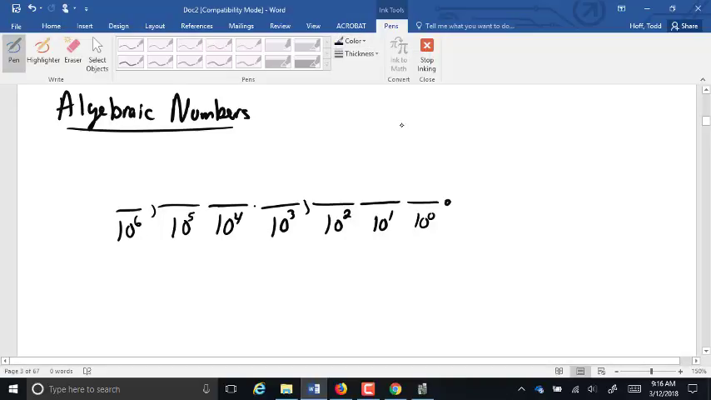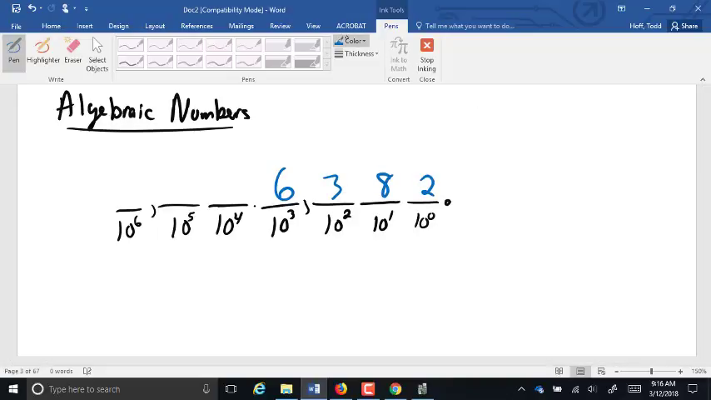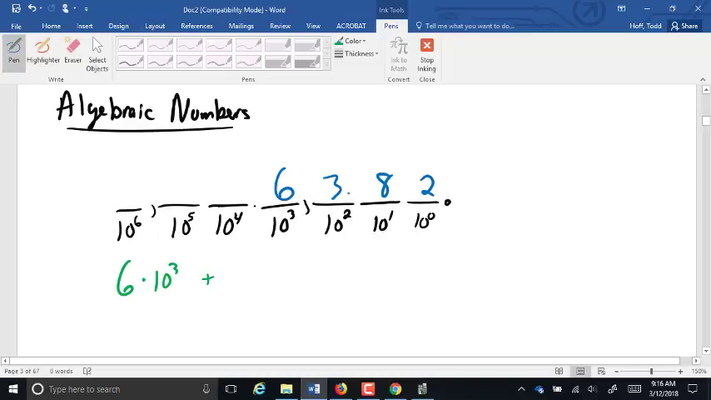And we said we could take a number like 6,382 and write it out in expanded form as 6 1000s, or 6 times 10 to the third, plus 3 times 10 to the second, plus 8 times 10 to the first, so that's just 8 times 10, plus 2. 10 to the 0 is just 1, so we're just going to put plus 2.